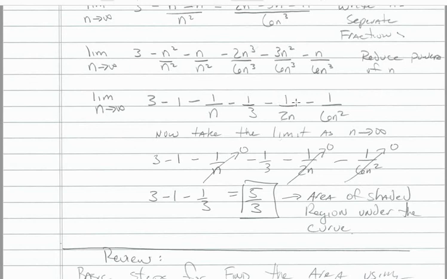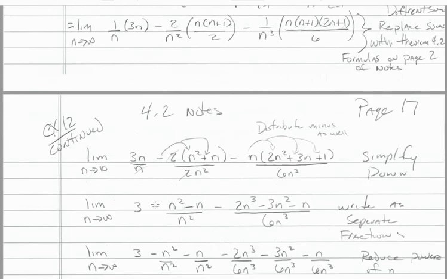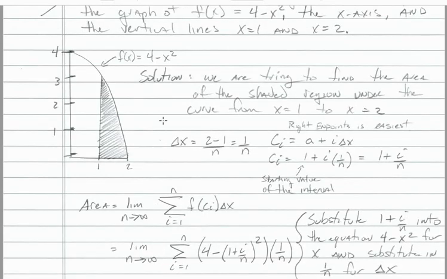As we take the limit, 1 over 2 times infinity, that's 1 over infinity, that one's going to go to 0. And then we have 1 over 6 times infinity squared, that's also going to go to 0. So those n terms are going to drop out. We're left with 3 minus 1 minus a third, which ends up being 5/3. So that's the area of the shaded region under the curve. If we scroll back up, that's the area of this shaded region. It ends up being 5/3.